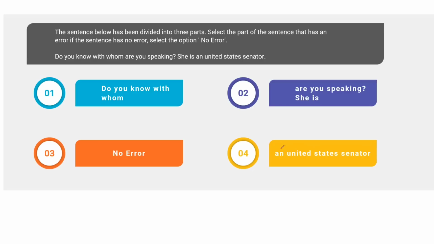So here the error is in an article, an. An is an article which is used before a vowel sound and not merely before a vowel. Though U is a vowel, in the word united or university, it doesn't have a vowel sound like it does in umbrella. So it doesn't have a vowel sound, and this cannot have the article an before it. So the error is option number 4. Hope you've got it. I'll move to the next question.